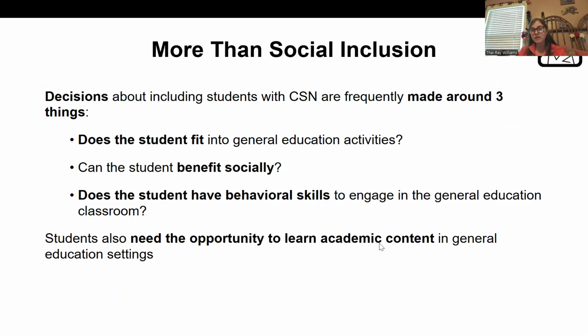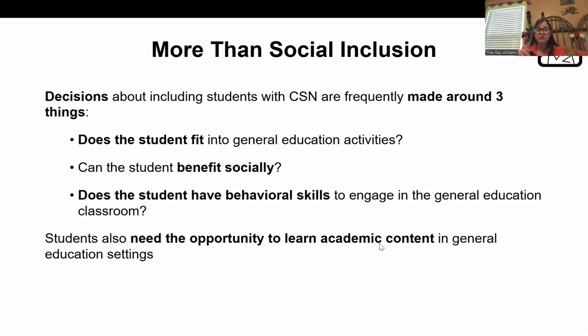And so we used to really do inclusion. It was really based on social inclusion. That's what we looked at. And I'm going to tell you, this is still the case today. This has not ended, although we want to make sure that we're extending these thoughts. And so, most often, we've looked at social inclusion, and decisions about students with complex support needs being included in a gen ed setting have most often been made based on three things.